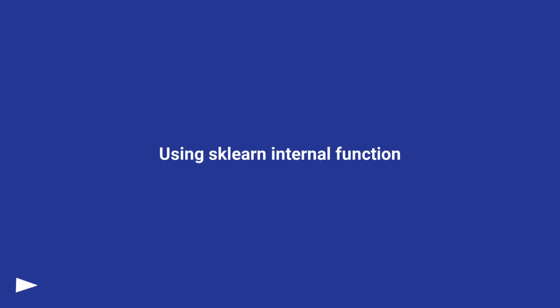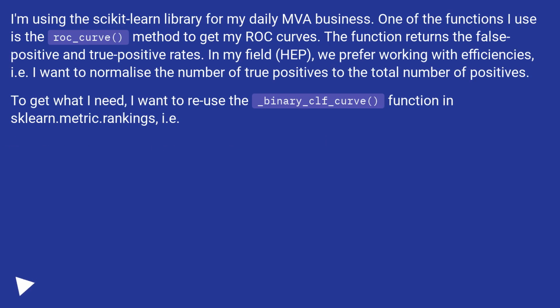Using sklearn internal function. I'm using the scikit-learn library for my daily data science business. One of the functions I use is the roc_curve method to get my ROC curves. The function returns the false positive and true positive rates.